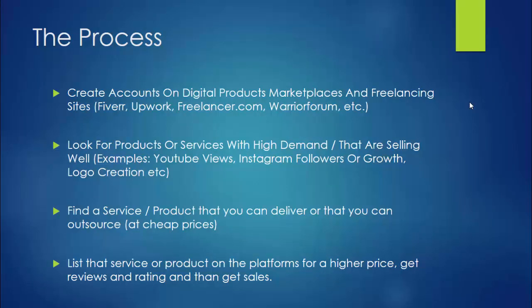Let's see which is the exact process of applying this business model and starting to earn with arbitrage for digital products or services. Well, the first step that we have to take is to create accounts on digital products marketplaces, the place where actually you will sell the products or services, and freelancing sites, okay? And some examples we have here: Fiverr, Upwork, freelancer.com, warriorforum.com, and you can search for other websites like this on Google.